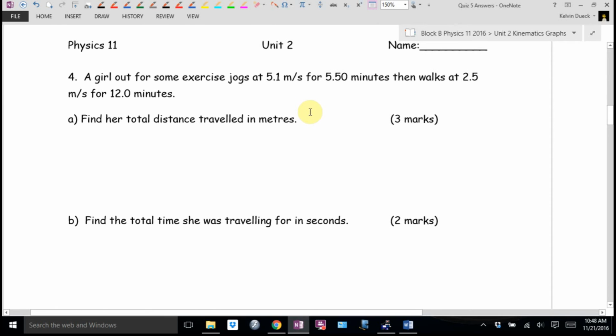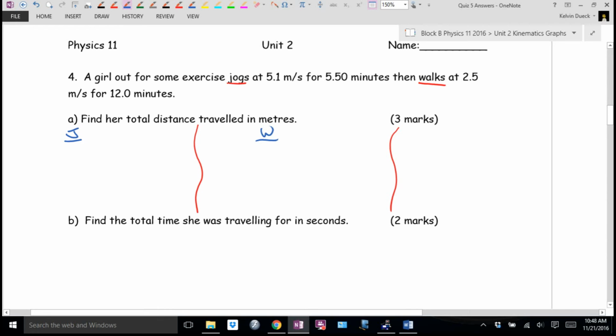Ugh. 3 marks, maybe a trick. Well, a girl out for some exercise, she jogs and then she walks. How many trips is this really? I think 2. I'm going to treat this as 2 separate trips. In fact, I'm going to do the first trip there, the second trip here, and then I'll do all my totaling over on the right-hand side. So I'm going to try and be a little bit organized. I'll go J for jogging, W for walking. I think that'll help me keep stuff straight.